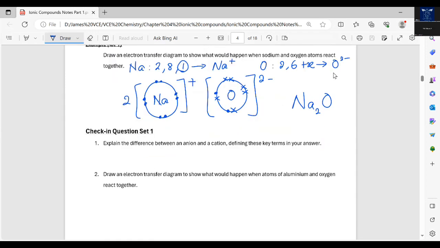Okay, explaining the difference between anion and cation. The main difference is whether you are losing or gaining. So an anion is formed when you gain electrons.